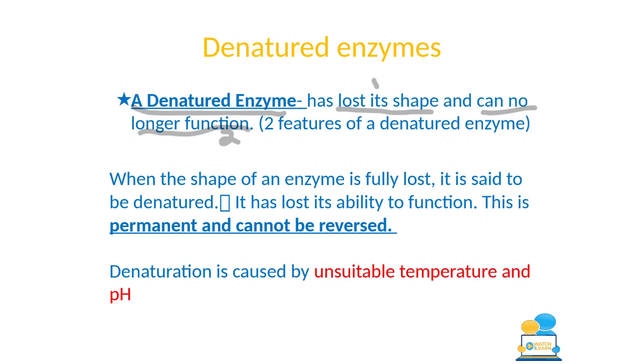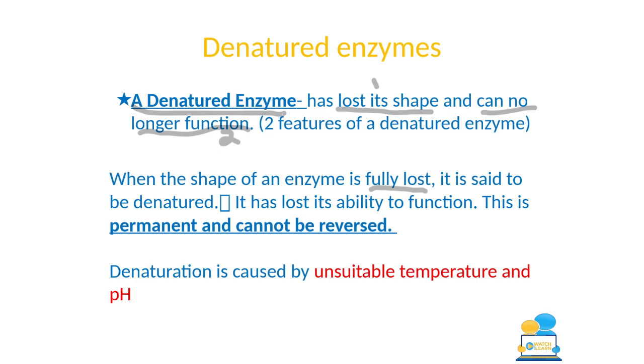When the shape of an enzyme is fully lost, and this is permanent, it is said to be denatured. It has lost its ability to function. This cannot be reversed. It's really important to understand that when an enzyme has completely lost its shape, we cannot change that back. We cannot rehabilitate that enzyme to function again.